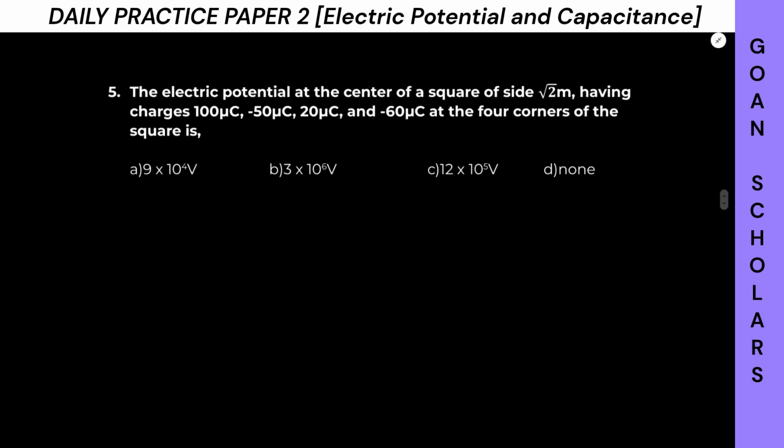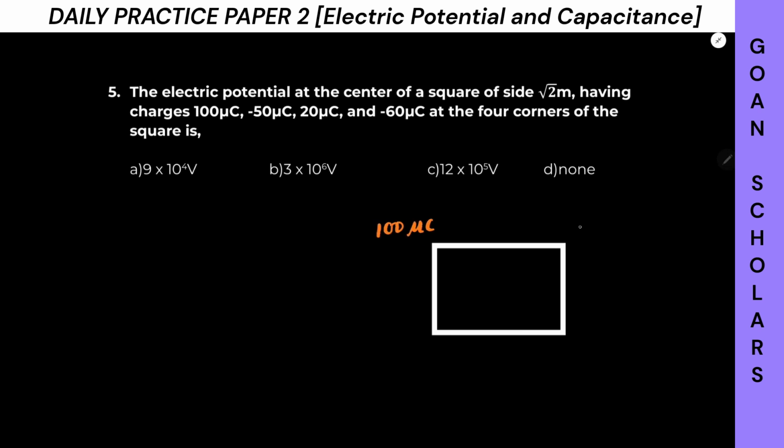The electric potential at the center of a square of side root 2 meter having charges at the 4 corners is... So we have to find the potential. So let me first draw a square. Okay, try to make it a square. So this is our square, and on this square we have at different corners our charges. So first one is 100 microcoulombs, minus 50 microcoulombs, 20 microcoulombs, and this is minus 60 microcoulombs, right?